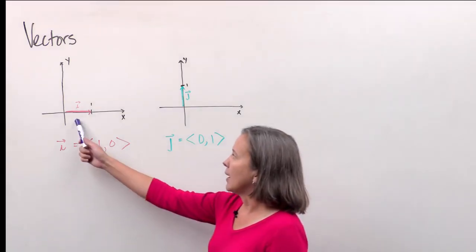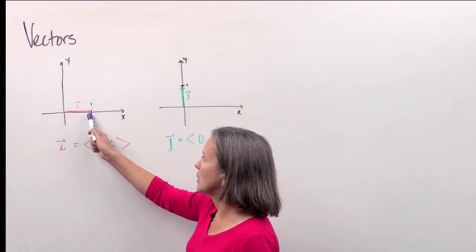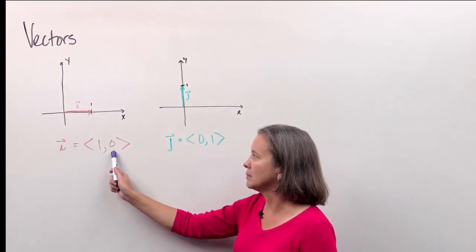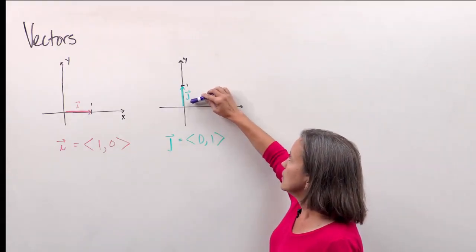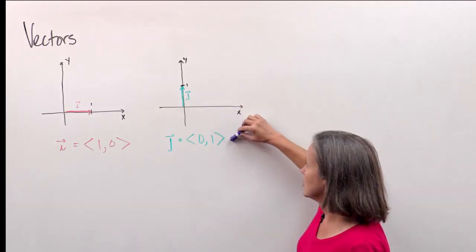So the vector i is a unit vector traveling along the x-axis that is exactly 1 unit long. Its component representation will be 1, 0. The unit vector j is traveling along the y-axis, and its components are 0, 1.